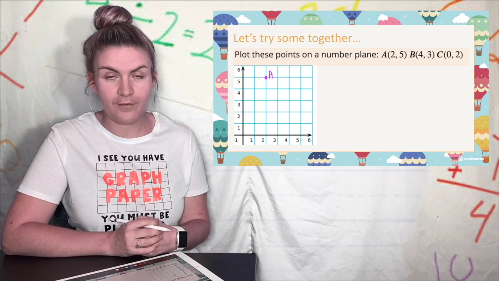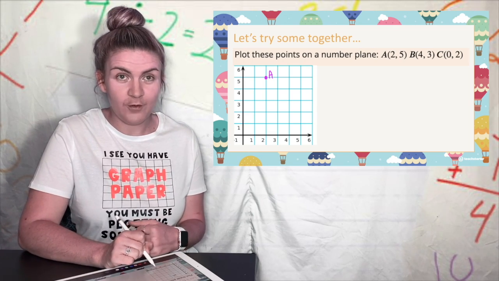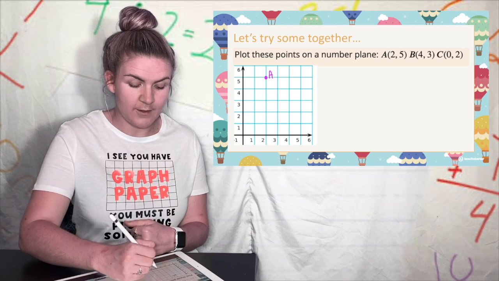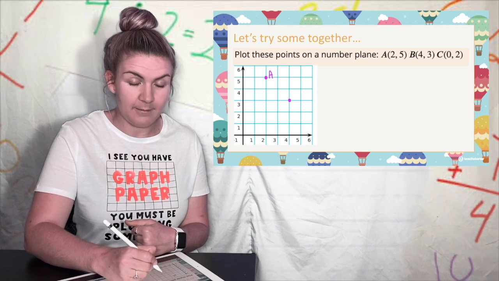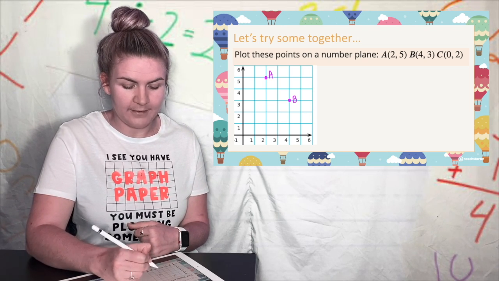B is (4, 3). 4 is the x coordinate. So I'm going along to the number 4, and then the second number is 3, which is the y coordinate. So I'm going up to the 3. I'm placing a dot on that cross, and I'm writing in my letter, which is B.